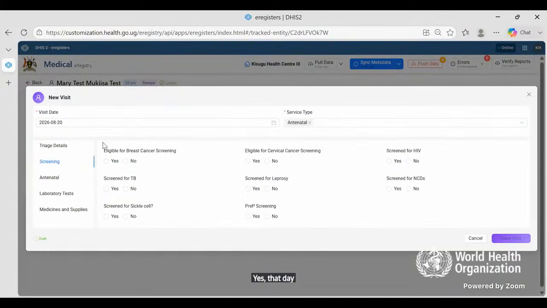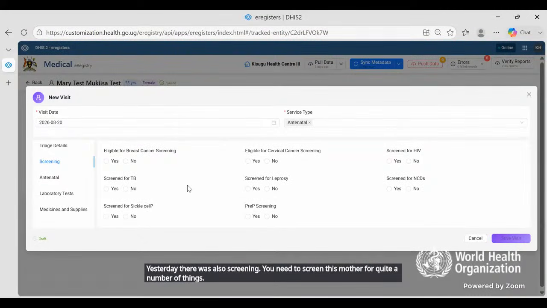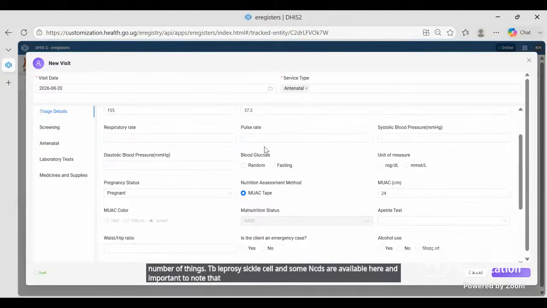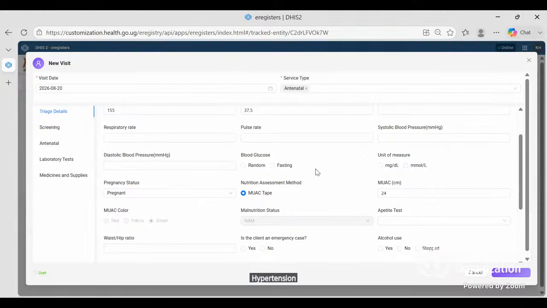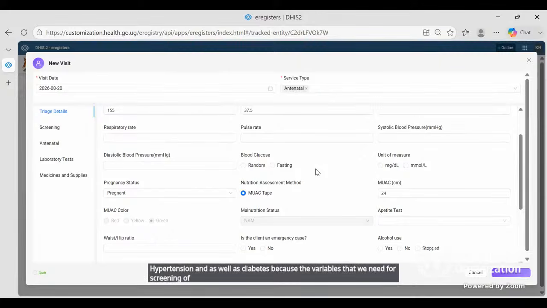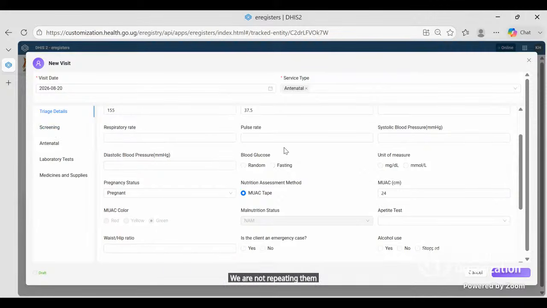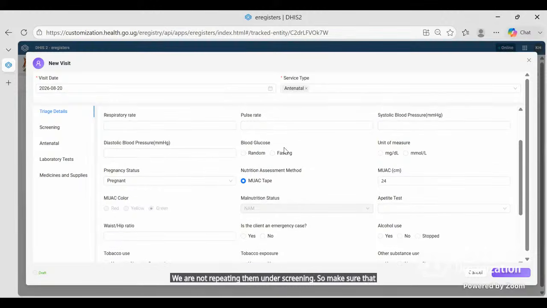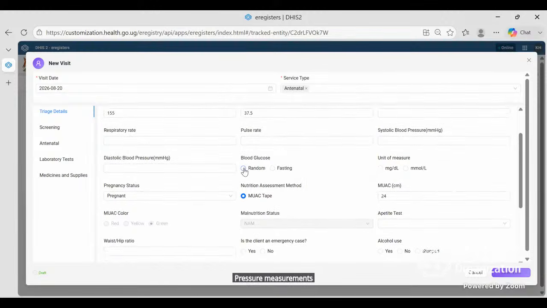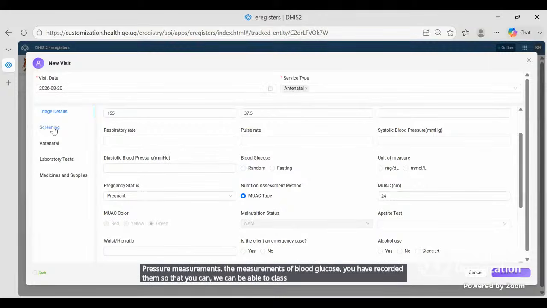Yesterday, there was also screening. You need to screen this mother for quite a number of things: TB, leprosy, sickle cell, and some NCDs are available here. Important to note that for hypertension as well as diabetes, because the variables that we need for screening of these conditions are available in triage, we are not repeating them under screening. So make sure that the pressure measurements and the measurements of blood glucose are recorded so that we can classify the client.